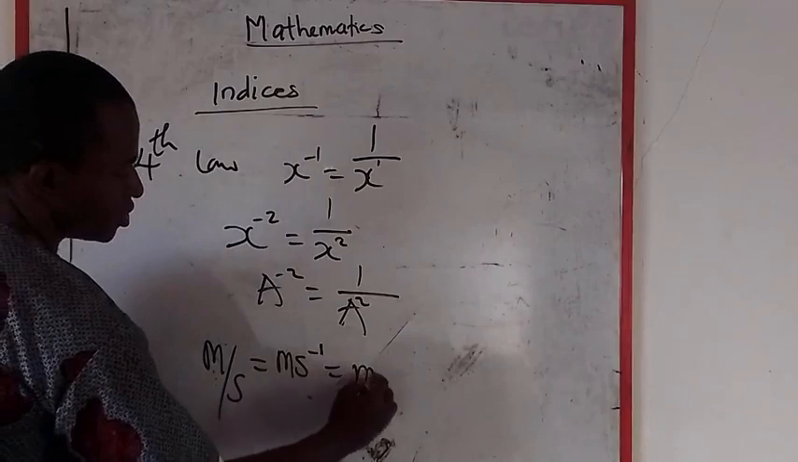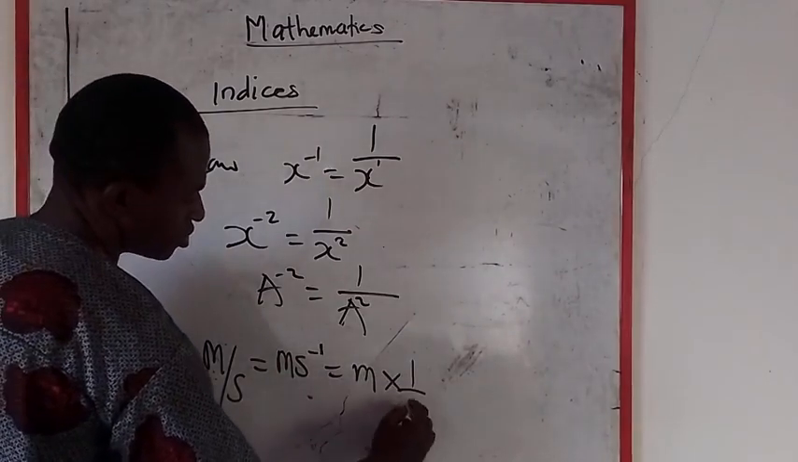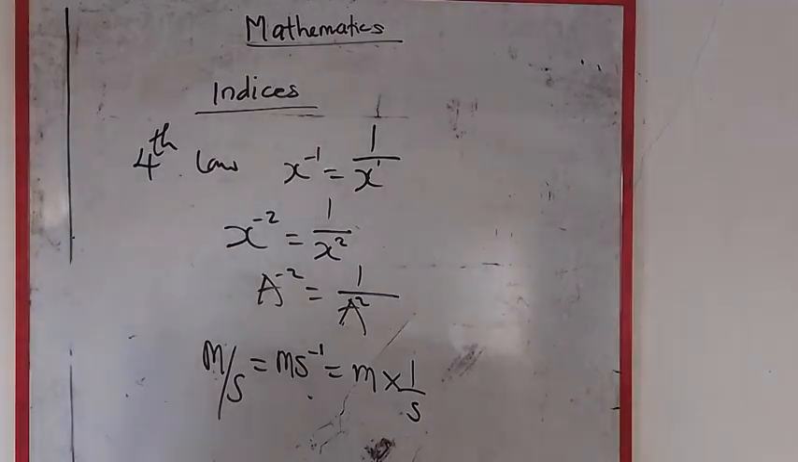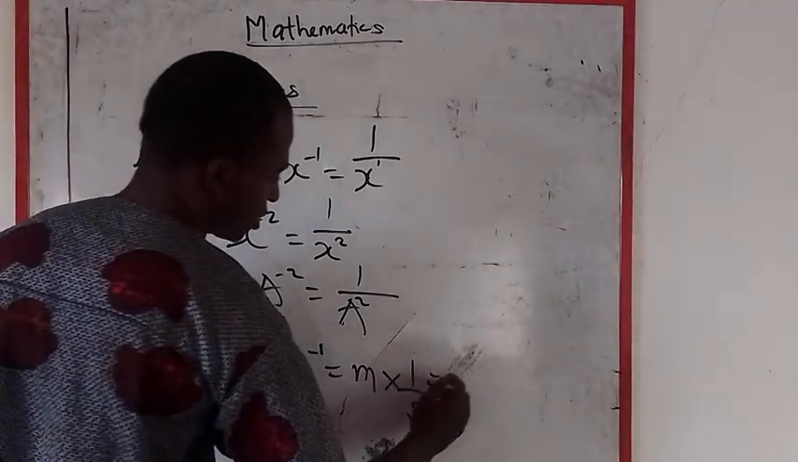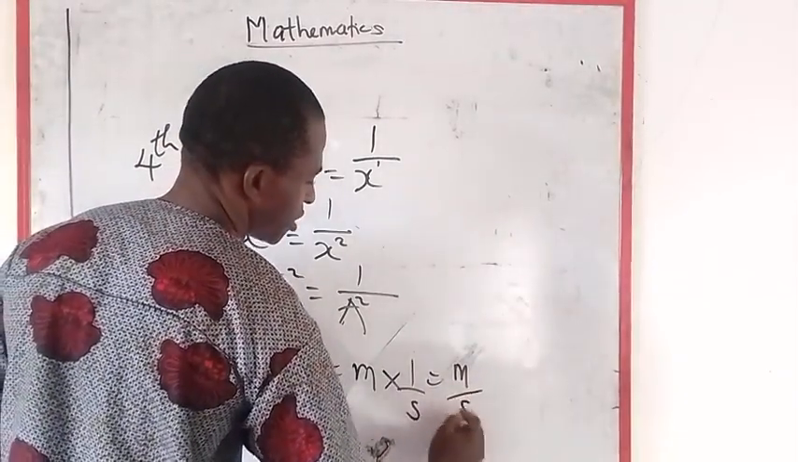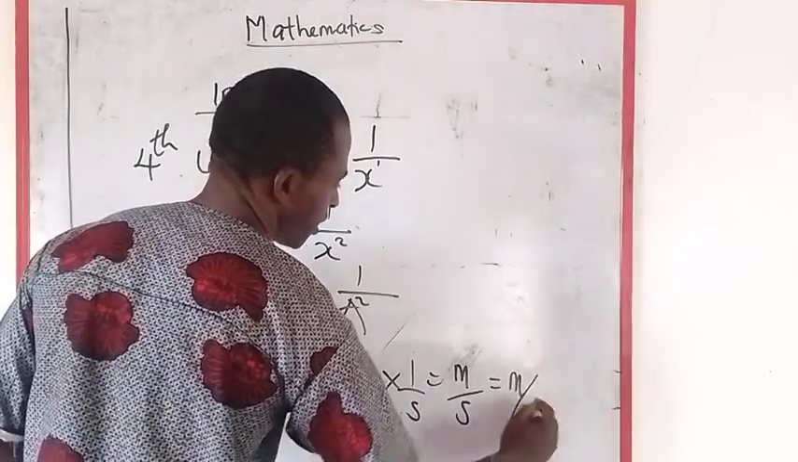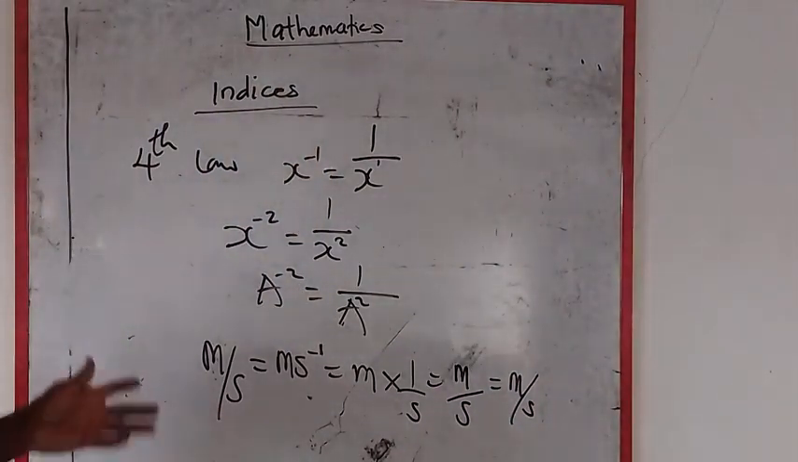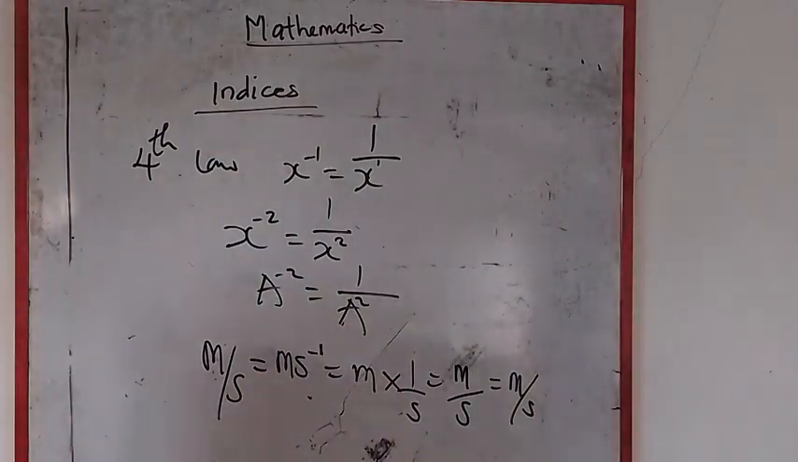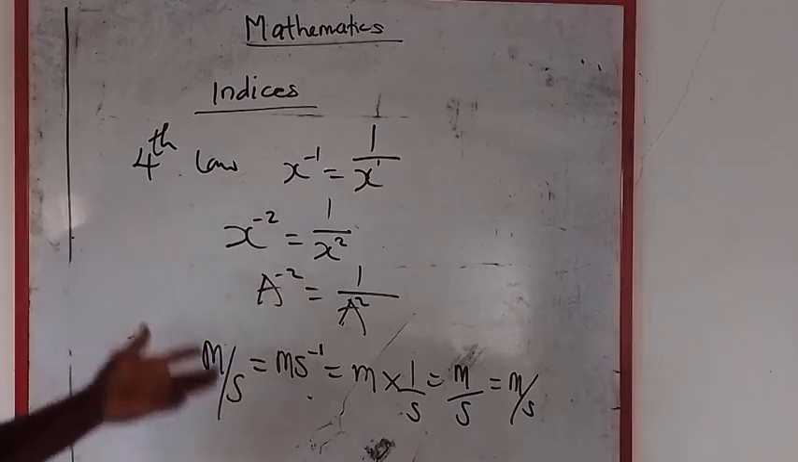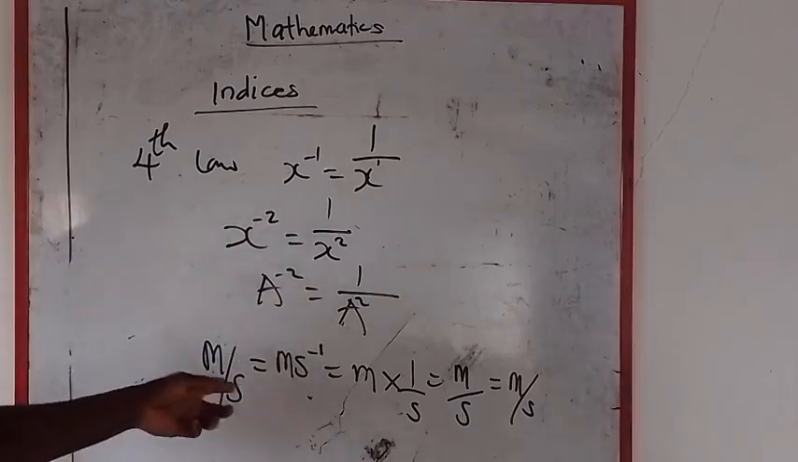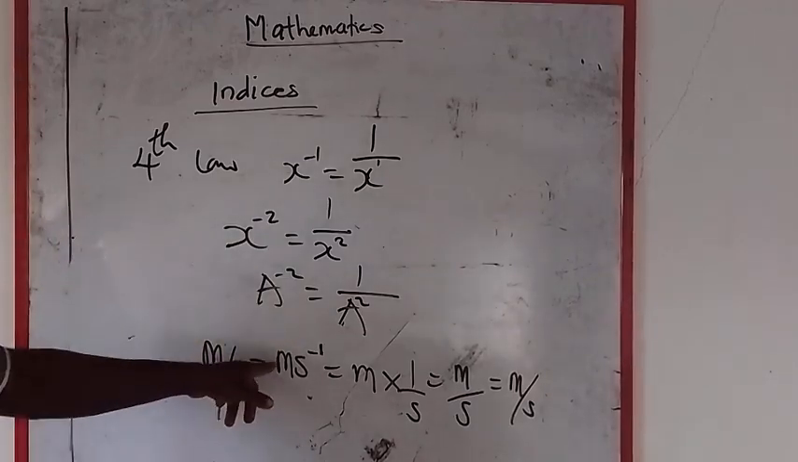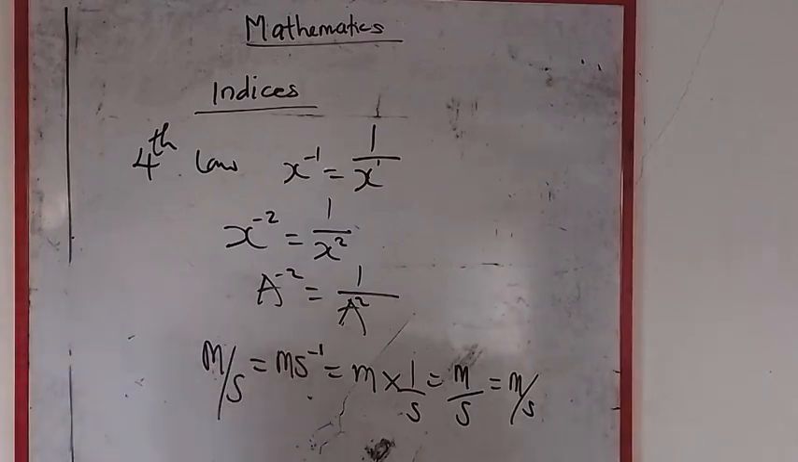What we are having here is something like this. 1 over what? x is 1 over x. So what this one means is something as what? Meter over seconds, which we normally call meter per second. It's the same thing. You can see where it's coming from. It's an application of what? The fourth law of indices. That's how we normally write either meter per second or meter seconds raised to the power minus 1.